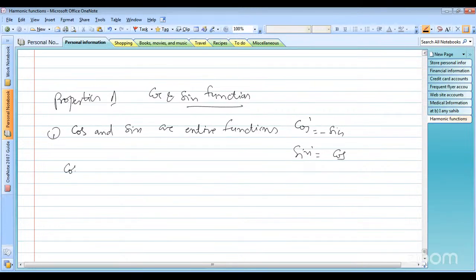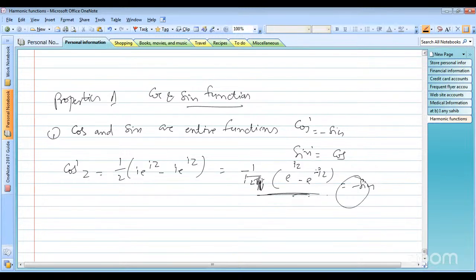So therefore cos dash z is equal to 1 by 2 into i e to the power iz, minus i e to the power minus iz. This is minus sin z. So therefore I am writing minus sin. So sin dash z is equal to 1 by 2i into i e to the power iz plus i e to the power minus iz.